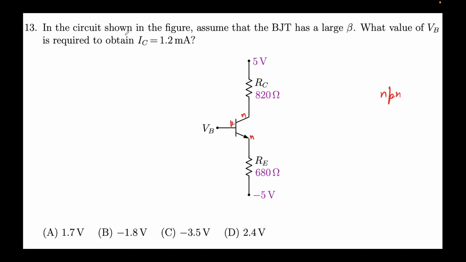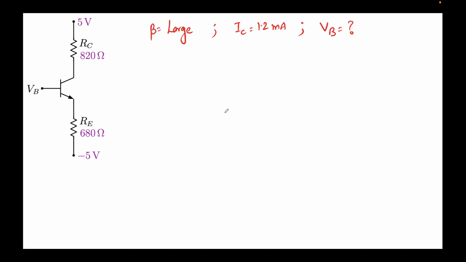In the circuit shown in the figure, assume that the BJT has a large beta. Again, this is given, large beta. What is the value of VB required to obtain IC equal to 1.2 milliamps? This is again a very straightforward problem which we have solved something like this earlier. So beta is large, IC is 1.2 milliamps. What is the value of VB?